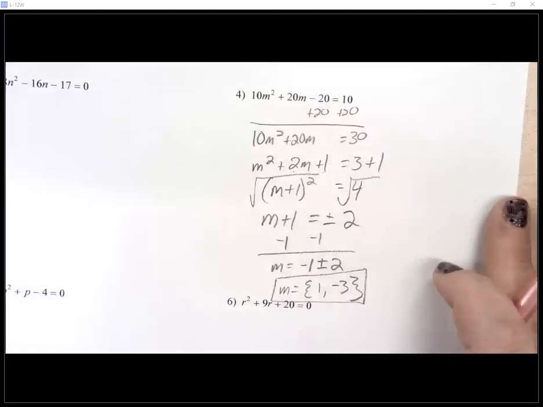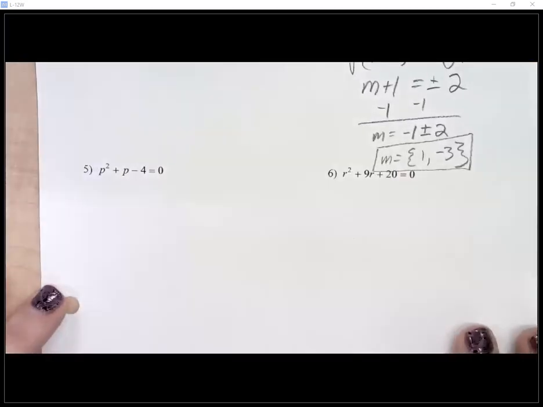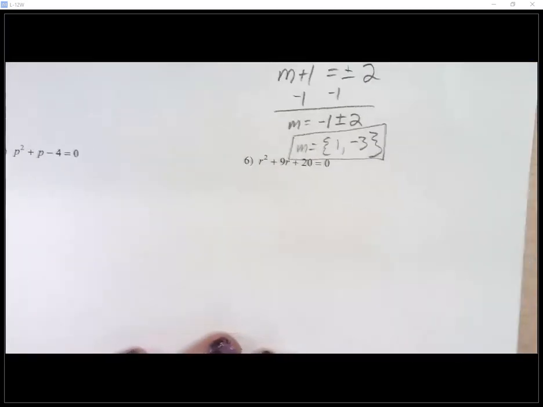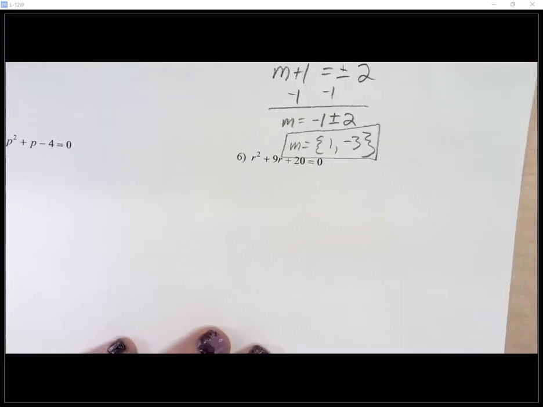Okay. How about 6? Why not? My steps are exactly the same. It's just that I'm gonna be dealing with a fraction here. Too bad, so sad. All right, step 1.